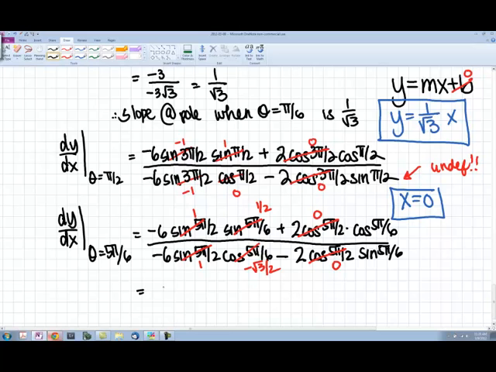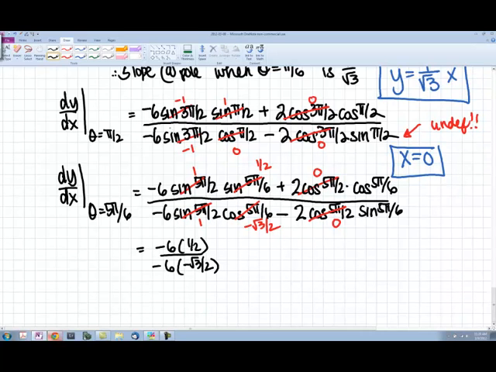So sort of cleaning this up a little bit, we have negative 6 times 1/2 over negative 6 times negative radical 3 over 2. I can cancel. The 2's cancel as well. So I have negative 1 over radical 3. So this is my slope going through the pole. So I know I have the equation y equals negative 1 over radical 3 x.